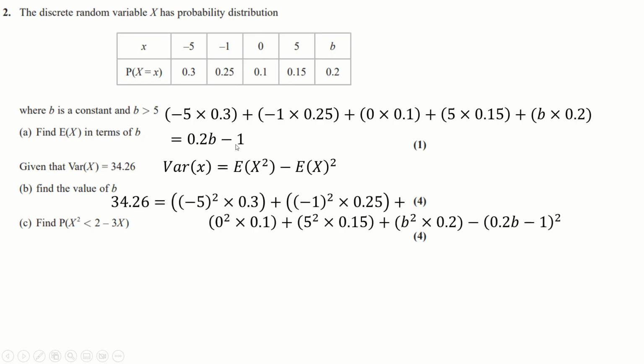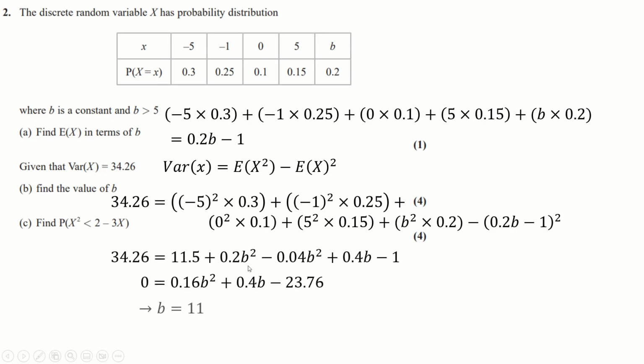And remember, when these are squared, they become positive, so that's going to be quite relevant. And then E of x is just this. If that's all being squared, that's (0.2b minus 1) all squared. So we get 0.04b squared minus 0.2b minus another 0.2b plus 1. And we'll attach that on the end. This is all just numbers here. Variance we already know, so I've just filled in everything I know into this formula here. We get this, we simplify, we throw that in a calculator, and we get b is 11.